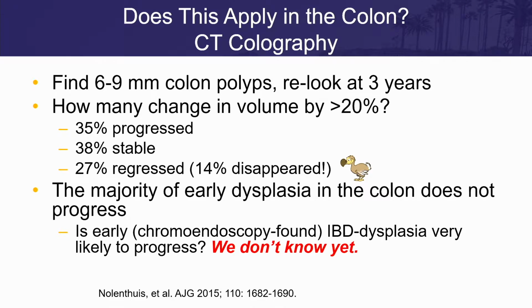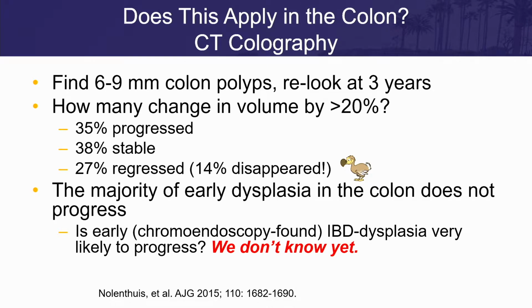So does this apply in the colon, you might ask? And the best study is from CT colography. When they found 6 to 9 millimeter colon polyps, they went back and re-looked at 3 years and asked how many changed in volume by at least 20%. 35% did progress. 38% were stable. Nothing changed. You could have waited 3 years, gone back and taken the polyp out. But 27% regressed and 14% completely disappeared within 3 years. So the majority of early dysplasia in the colon does not progress for 6 to 9 millimeter polyps in 3 years.